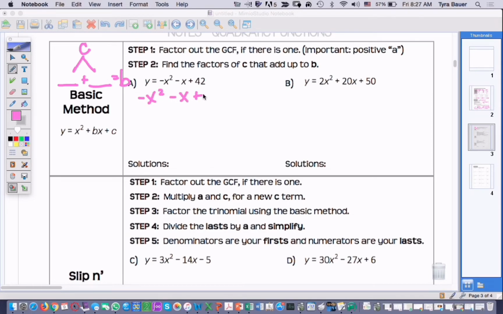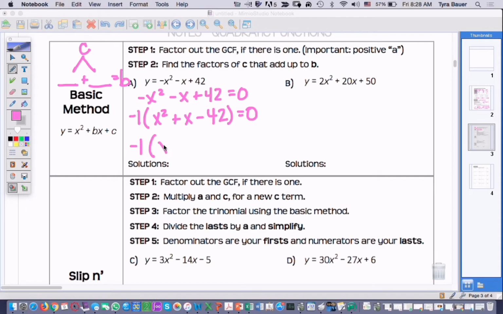Okay, so in this one, again, we're going to say negative x squared minus x plus 42 equals 0, right? That's our first thing we always have to do. Now, I have to have a positive A. Do I have a positive A? No, it's negative. So in this case, I'm not factoring out 1, I'm factoring out negative 1. Okay, so we factored out our negative 1.